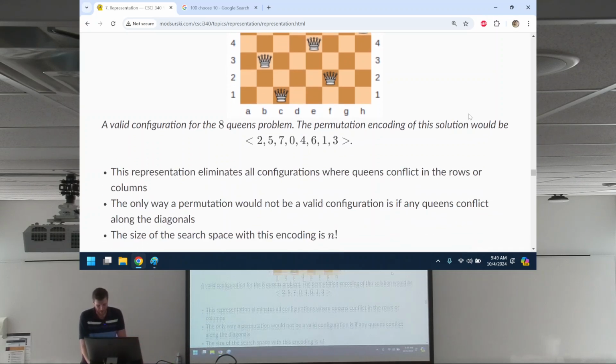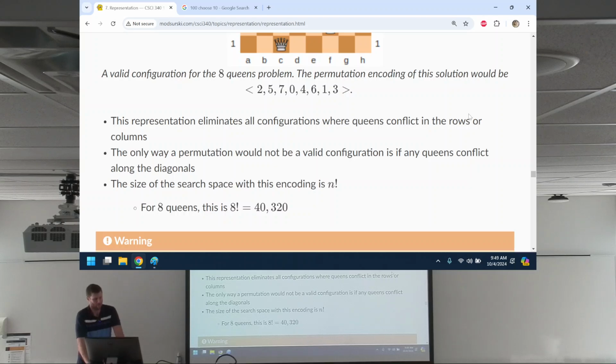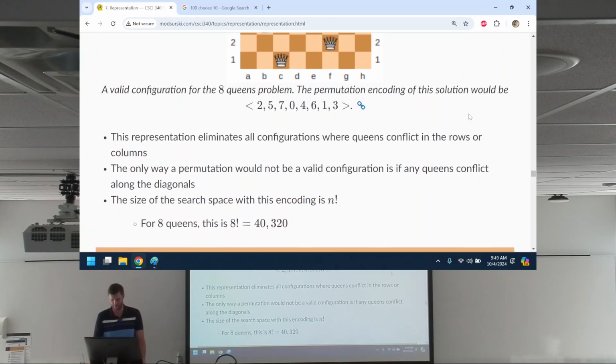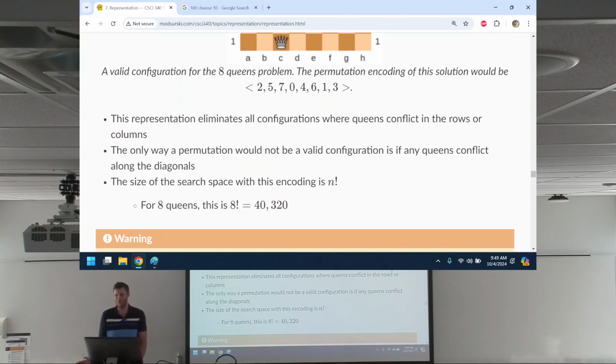So what do we get out of this though? What's the search space size? Well, it's a permutation. Here it's 8, right? So 8 factorial, well that's 40,320. That's way better than 4 billion. It's so much better, right?